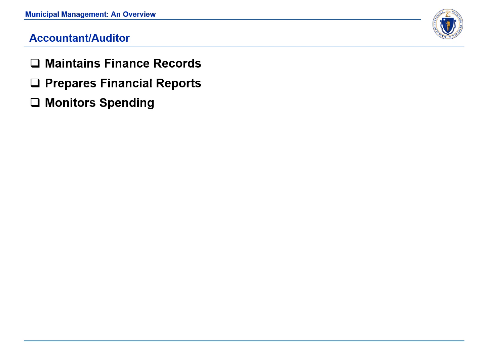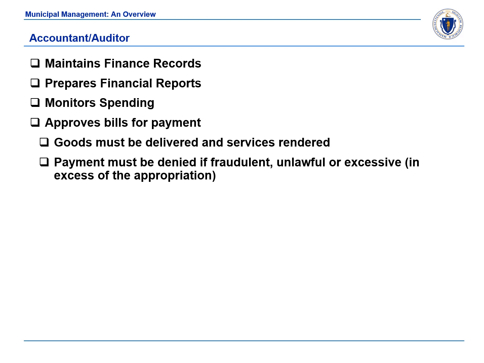appropriation balances. The accountant or city auditor approves bills for payment, and monitors spending to assure that goods have been delivered and services have been rendered. Expenditures are not approved if payment would be fraudulent, unlawful, or excessive. In towns only, the accountant is the custodian of all municipal contracts.